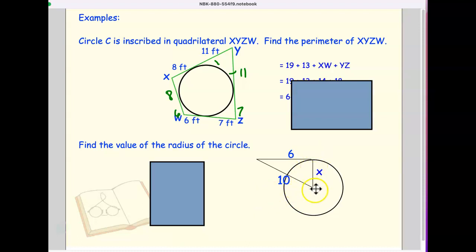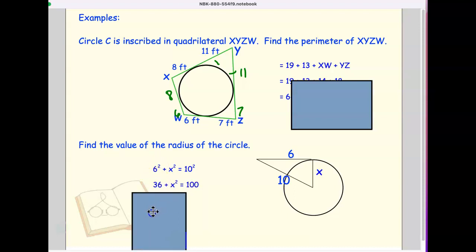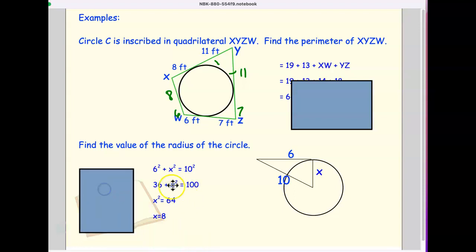Because we know that this is a radius, we would know this value, but we know that the whole thing is 10. So for this problem, we would set up the Pythagorean theorem, and we would say that x squared plus 6 squared equals 10 squared. Remember that 10 has to be the hypotenuse, so it has to be the C value. So then we would square our 6 and square our 10, and then we would subtract those.